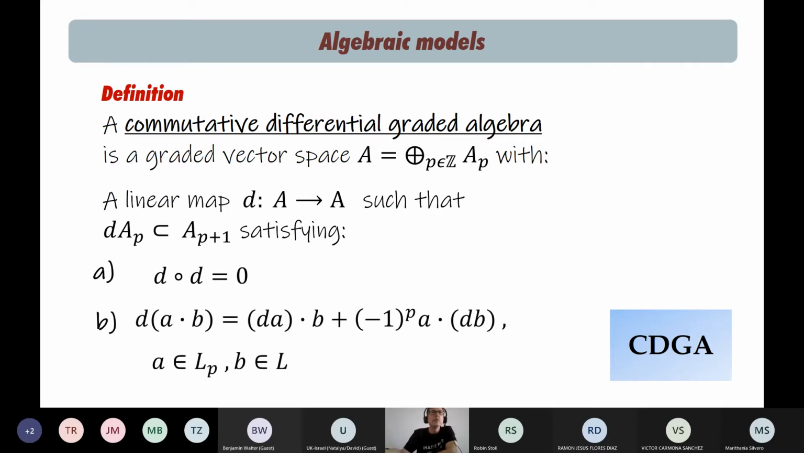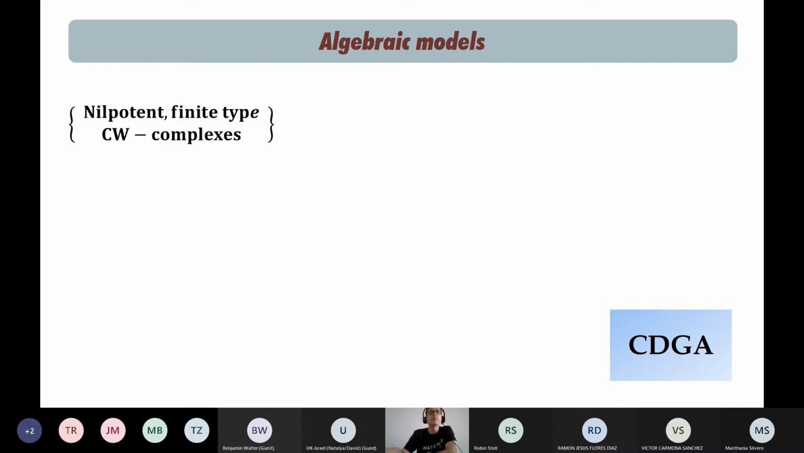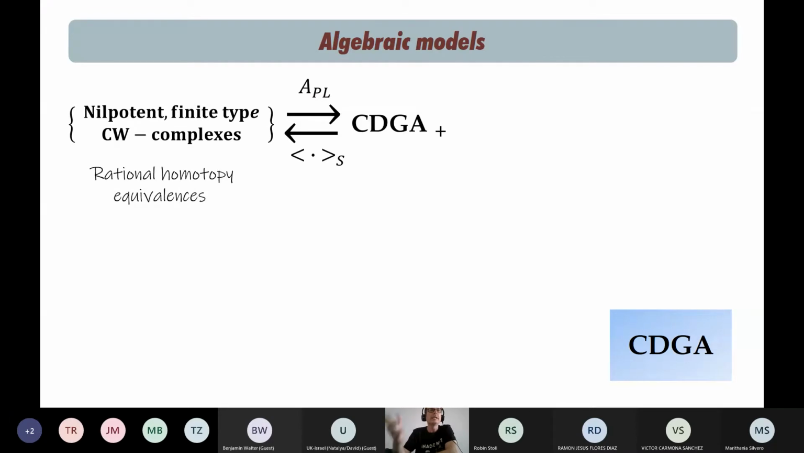Also, Dennis Sullivan defined a pair of adjoint functors between the categories of nilpotent finite type CW complexes, where finite type is a space whose rational homology is finite dimensional in each degree, and the category of commutative differential graded algebras, augmented, finite type, and nilpotent. So there are more hypotheses there. We can also recover using these two functors the rationalization. Well, this also induces an equivalence between the respective homotopy categories, taking also quasi-isomorphisms of CDGAs, and we can recover the rationalization of a space also using these functors.